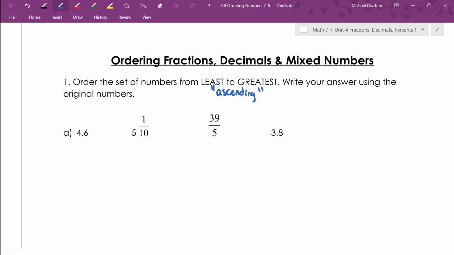So the biggest thing that I think people have trouble with in this particular unit is knowing where to start or what to convert into. So it's sort of a question of looking for what is easy to do.